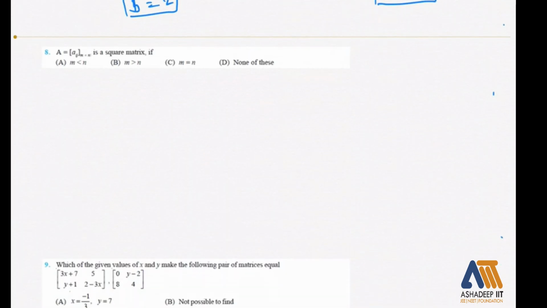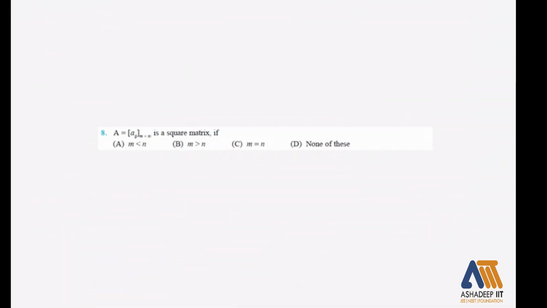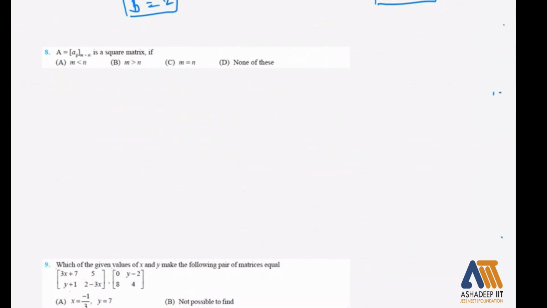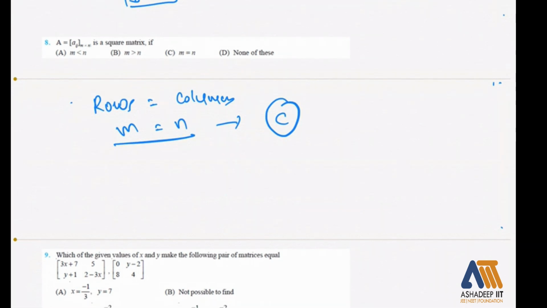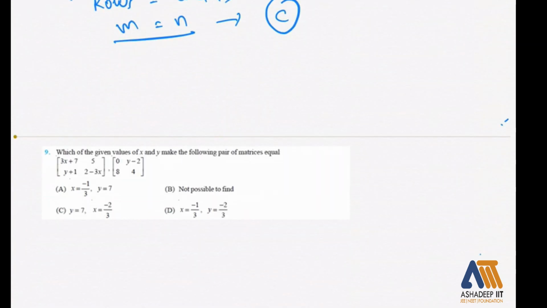Next question, question number 8. The matrix A = [aij] of order m cross n is a square matrix if, the condition for a square matrix we know, the number of rows must be equal to the number of columns. Square matrix if number of rows is equal to number of columns. Here m rows and n columns are given, so m must be equal to n. So answer is option C. Next, question number 9.